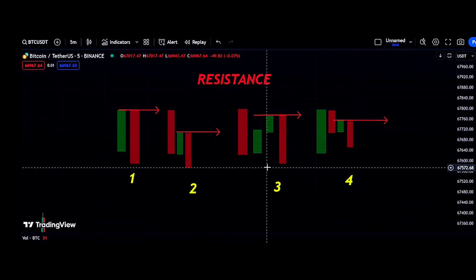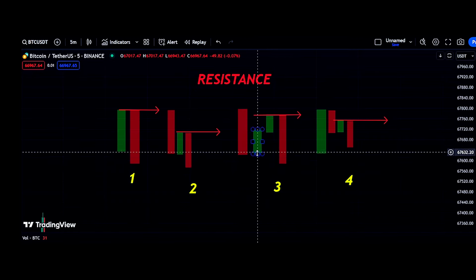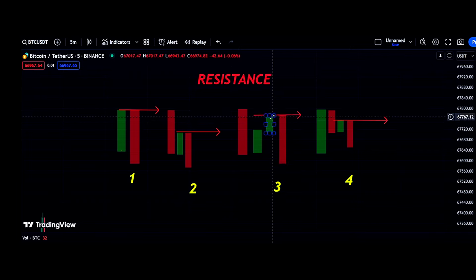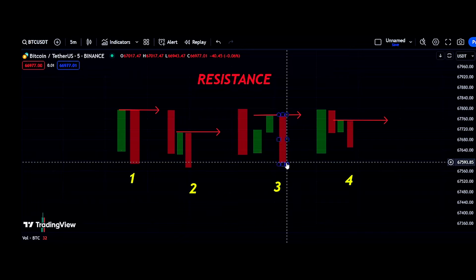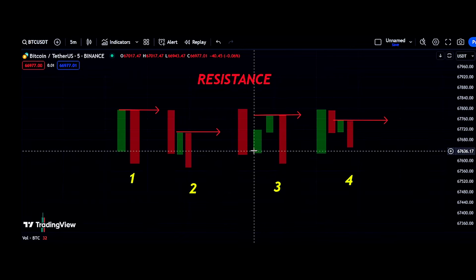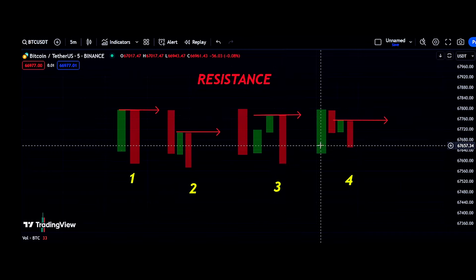For the third example, it need not necessarily be only one green candle. There could even be two green candles, even three green candles, but it should not break the high of this first red candle. It broke the low of this candle, and the high point will be considered as a resistance. Let's see the fourth example.